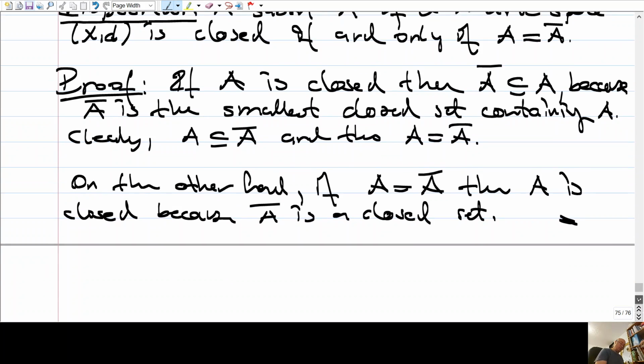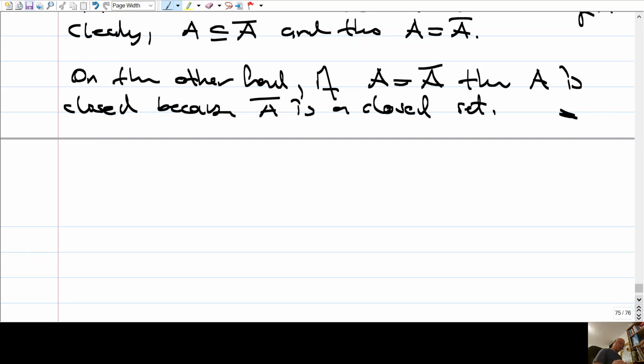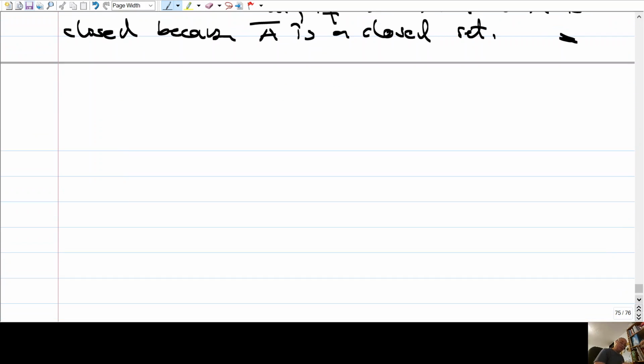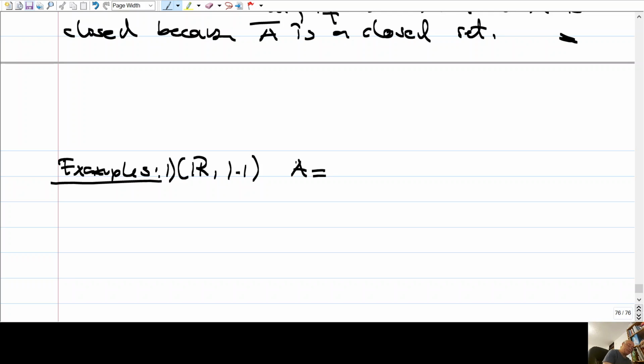All right, so maybe let me do some examples. Let's consider again the standard metric space, the real line with the absolute value metric. And let's consider this subset.